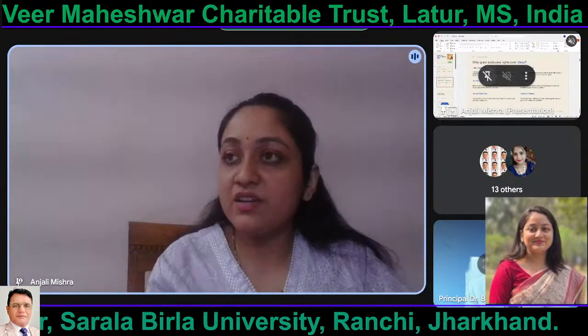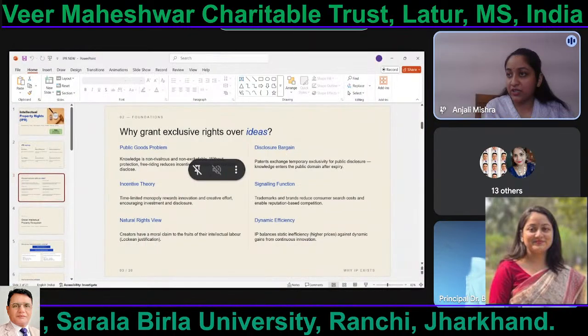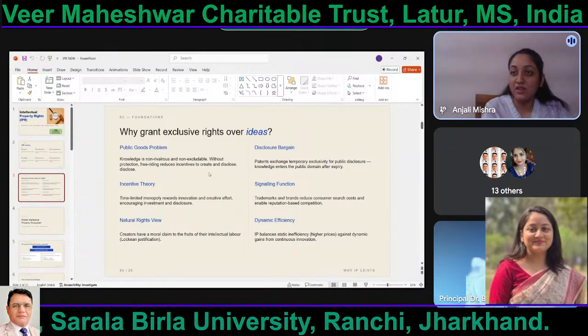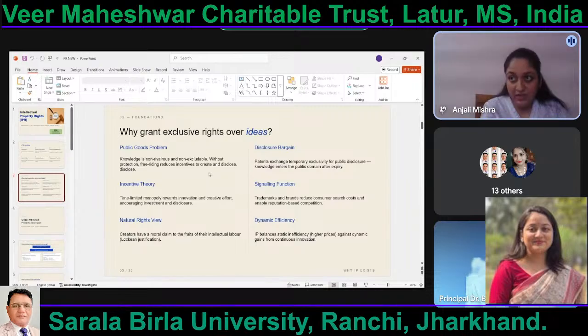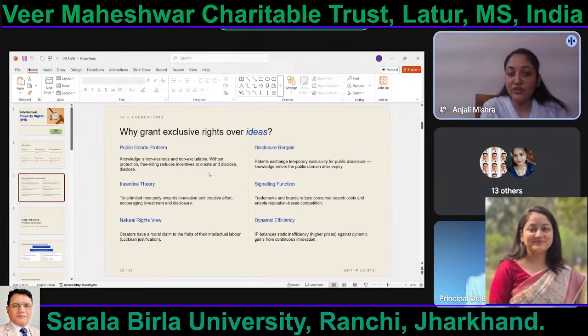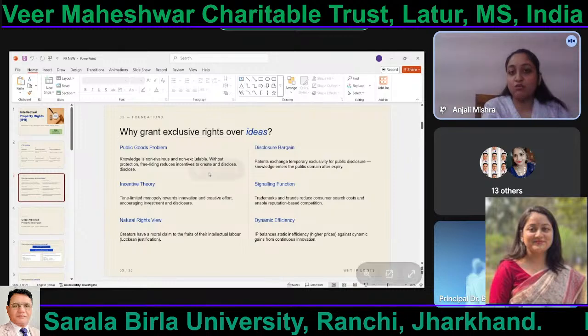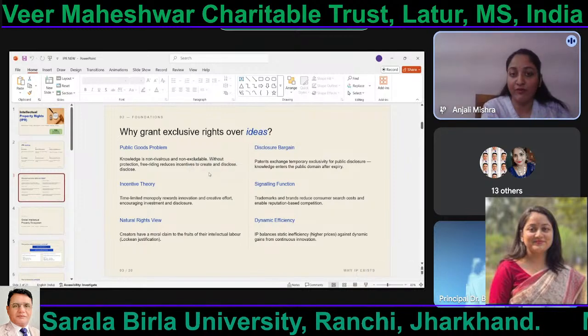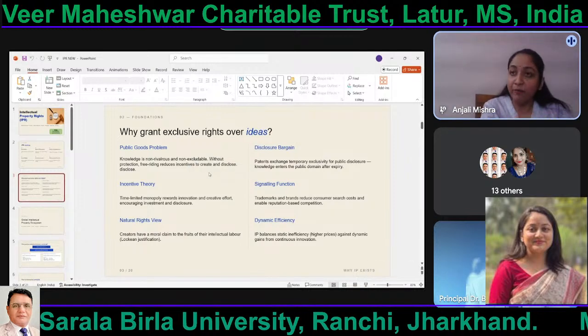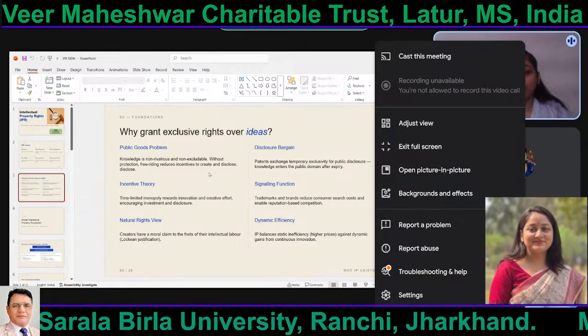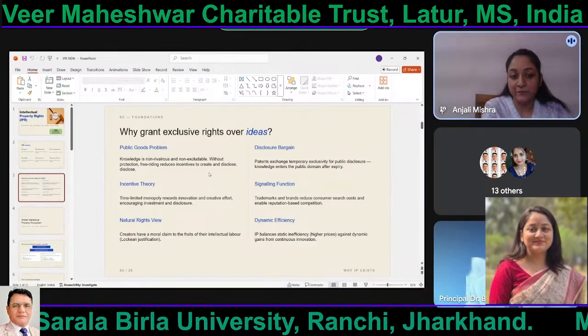So incentive theory supports that if a reward is provided to a particular person who has looked for something which will help the community, so if a reward is given to the person by giving him some sort of exclusive rights over the invention, that will help in making more discoveries in future. So that supports the incentive theory.